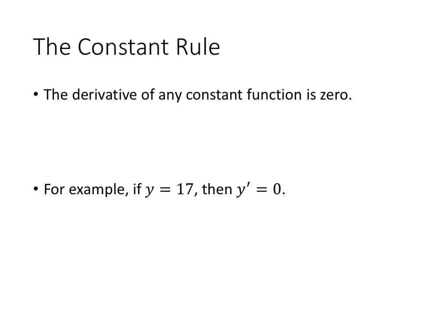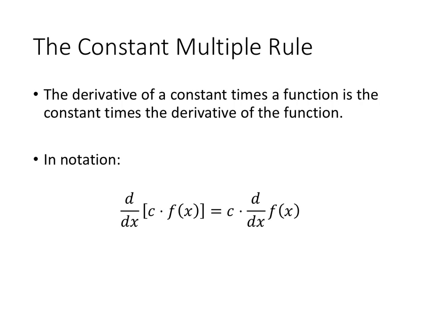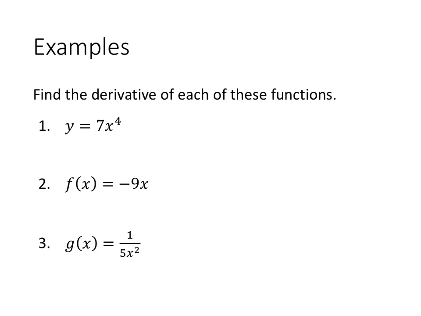Another basic rule here is the constant rule that says the derivative of any constant function is 0. So if you were looking at the constant function y equals 17, the derivative is 0. This is not to be confused with the constant multiple rule, which says that if you have a constant times a function, the derivative is the constant times the derivative of the function. Again, let's see some examples here.